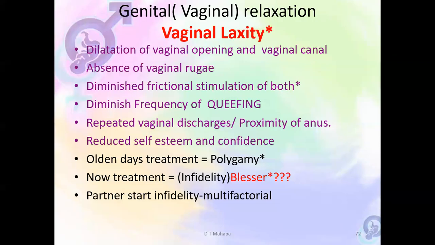Why are older men now going for younger girls? They call them blessers. Why are they so common? Is it not because of vaginal laxity? I don't have the answer. That's why I pose it as a question, because I haven't read it anywhere. I don't find any study that says that men these days go for young girls because the older ones have delivered vaginally and have got vaginal laxity.